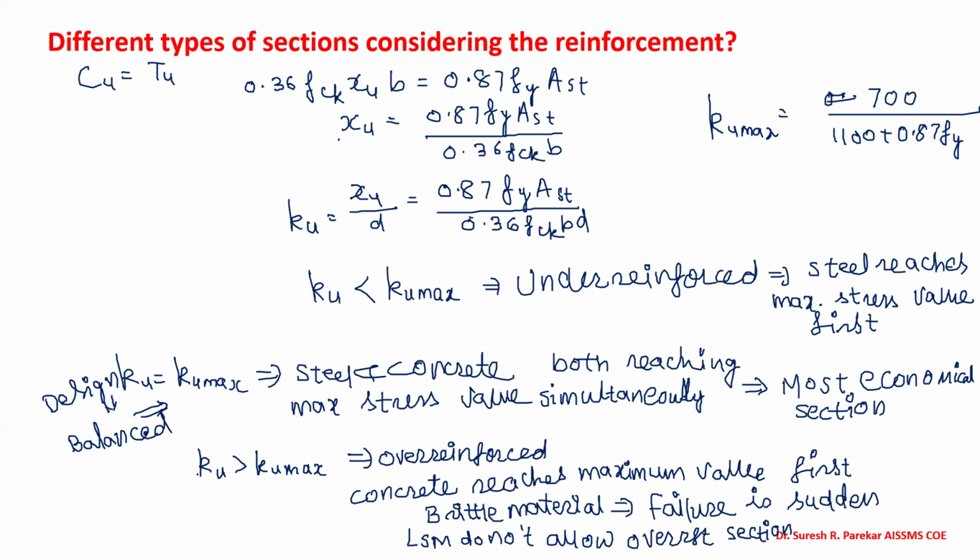We have to redesign. And if we have to find the strength of a given section, then we have to use Ku equal to Ku max. That means analysis: if a section is given and you have to analyze, then you have to take Ku equal to Ku max and then find the strength.